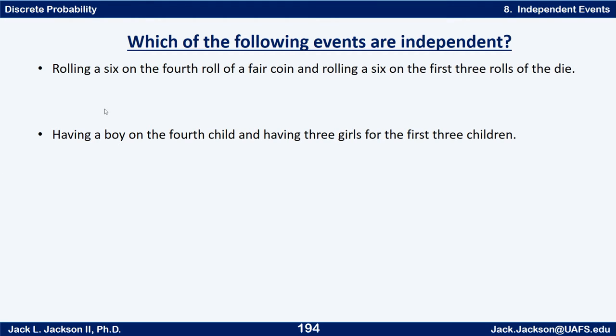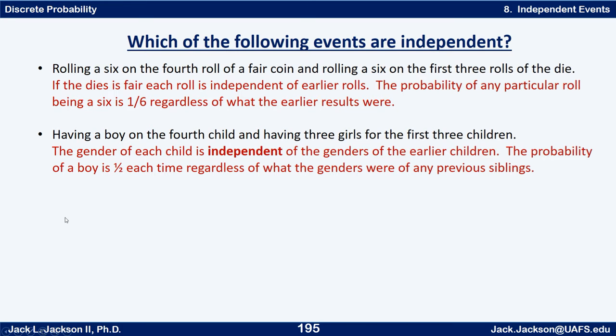Okay, let's change this just slightly. So let's change the question to this. First situation is rolling a 6 on the 4th roll of a fair die and rolling a 6 on the first 3 rolls of the die. And then the other one should say having a boy on the 4th child and having 3 girls for the first 3 children. Are these independent or dependent? Well, these are both independent.